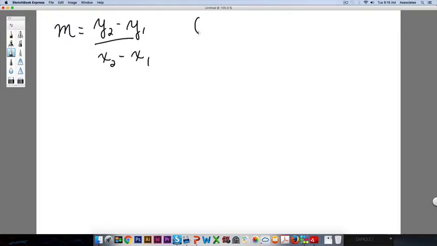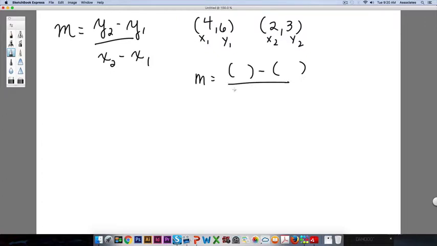So we were given the points (4, 6) and the point (2, 3). This is x from the first point, this is y from the first point. This is x from the second point, this is y from the second point, and we just plug it into our formula. I always like to put parentheses so I don't mess up my signs. All right, y from the second point was 3, y from the first point was 6. X from the second point was 2, x from the first point was 4.